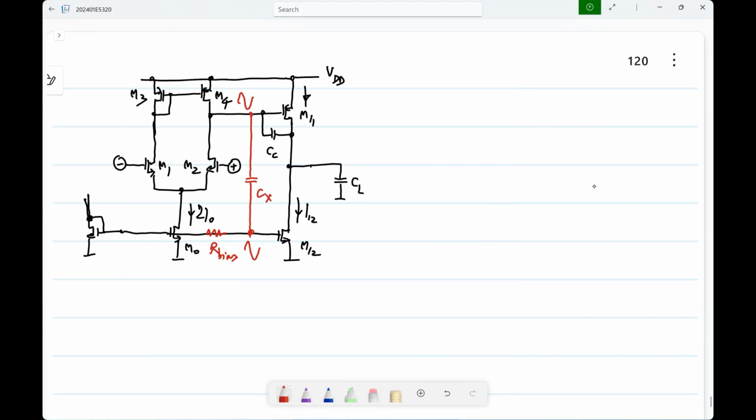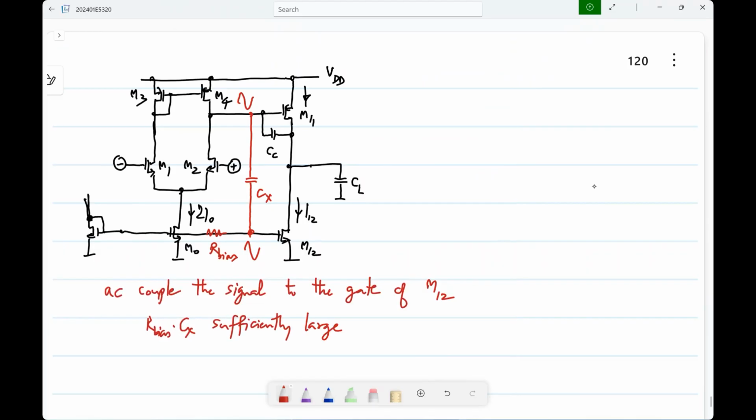Is that fine? So that is something that can be done. Now, let's say if AC coupling is not allowed at all, you want this to work for DC.